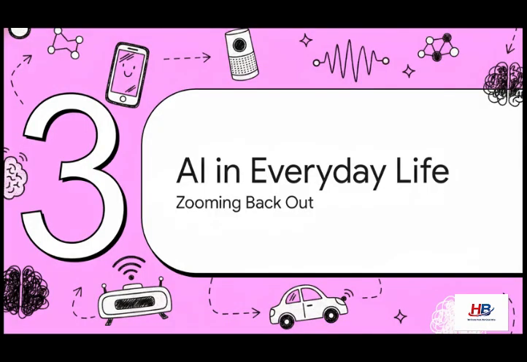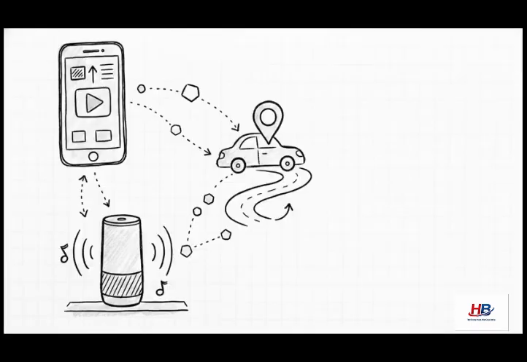Section 3. AI in everyday life. Zooming back out. All right, let's step back from all the parameter optimization and loss functions for a second. Let's look at how these microscopic mechanics seamlessly blend into your everyday life.